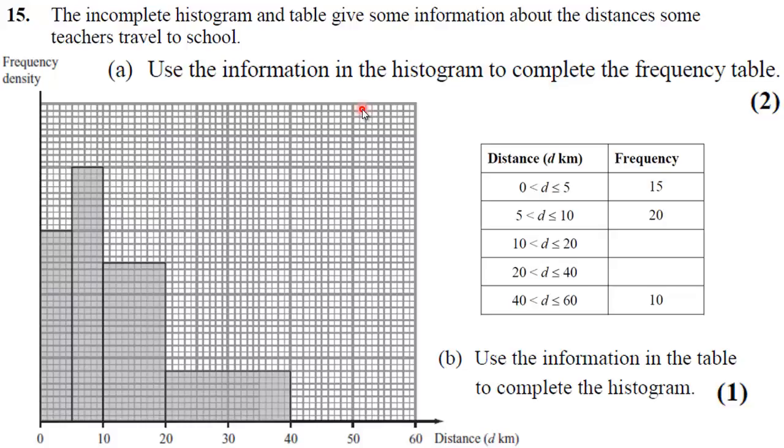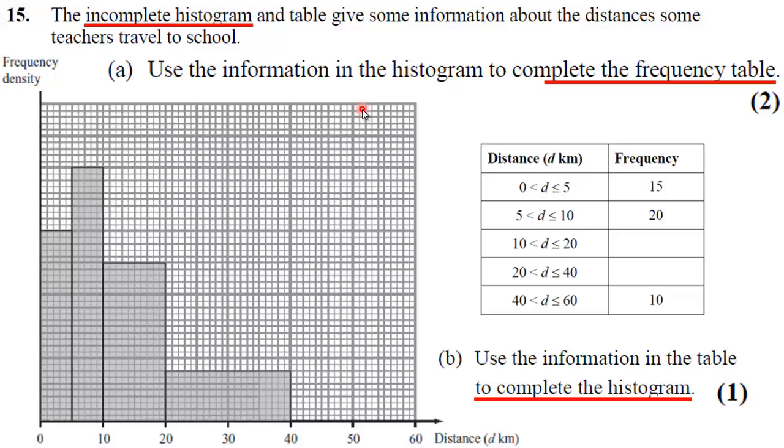The incomplete histogram and table gives some information about the distances some teachers travel to school. Remember, they said the histogram and the table are incomplete. So part A says use the information in the histogram to complete the frequency table. Looking at part B, it says use the information in the table to complete the histogram.